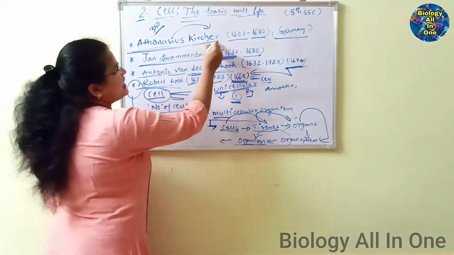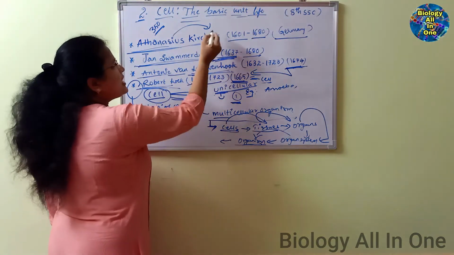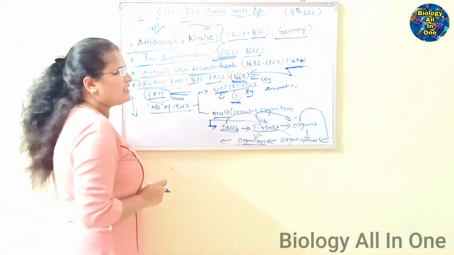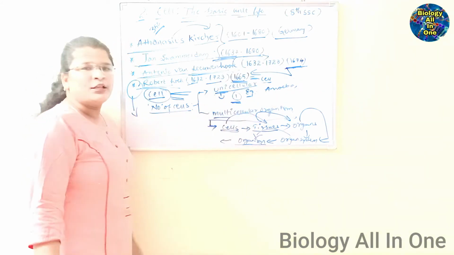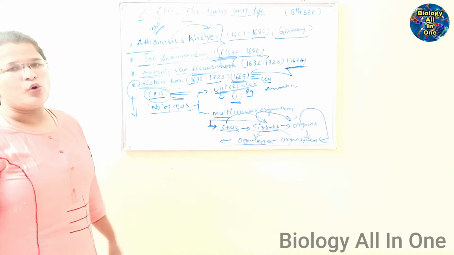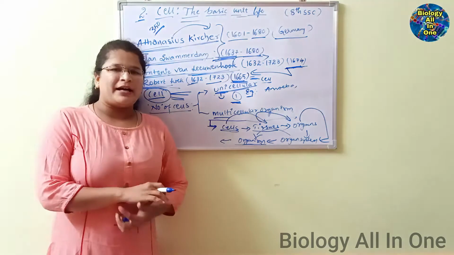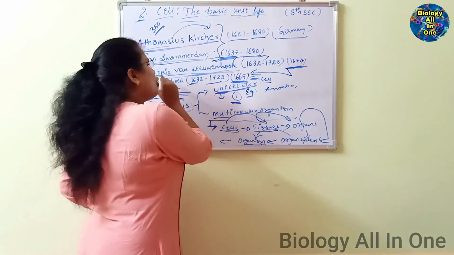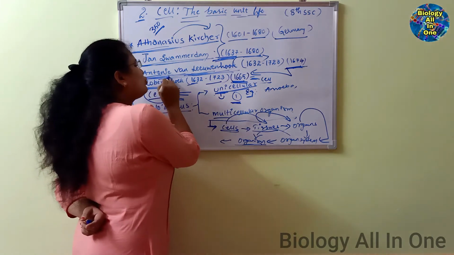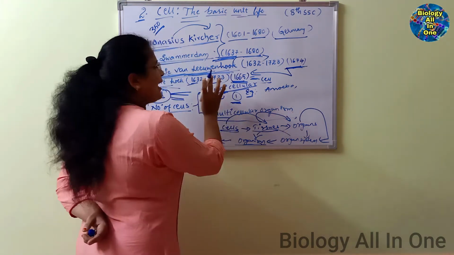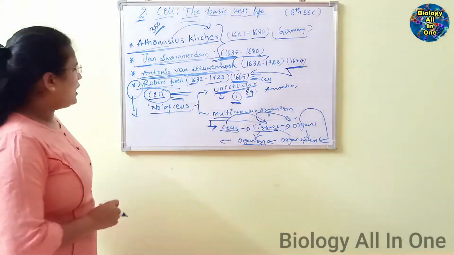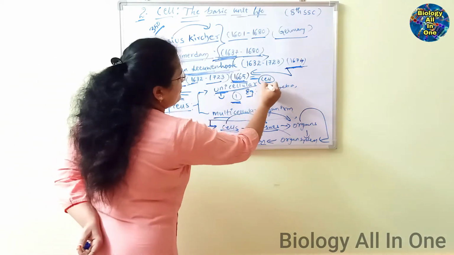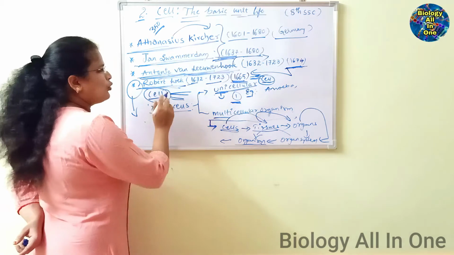But Athanasius Kircher and Jan Swammerdam, these scientists worked on this. But Anton van Leeuwenhoek is the scientist first regarded as the person who observed the microorganisms in his own microscope. Actually, compound microscopes are there, different kinds of microscopes are there. In his own microscope, Anton van Leeuwenhoek observed the microorganisms for the first time. Robert Hooke is the scientist who observed the cell for the first time in his own microscope.